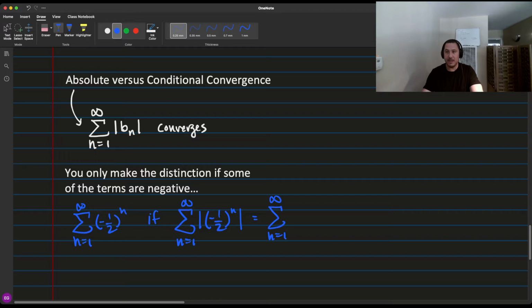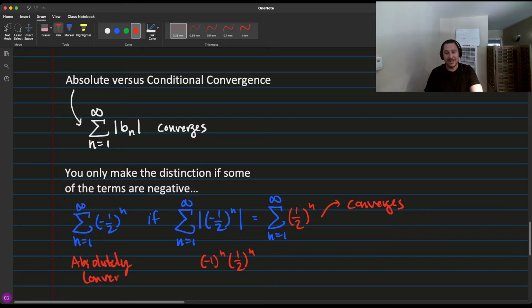Do you remember how this became (-1)^n times (1/2)^n? So what happens when you take the absolute value of (-1)^n? It just goes away, right? Because the absolute value of that will just be 1, leaving you with just (1/2)^n. And what do you know about this? This is geometric and it converges. So the absolute value of it converged, which means that this absolutely converges. And I'm not saying that like a 90s person, oh, it absolutely converges. I mean it converges absolutely in the sense that if you take the absolute value of it, it still converges.